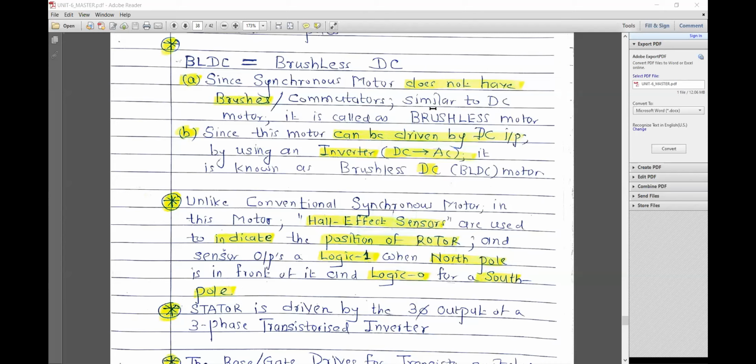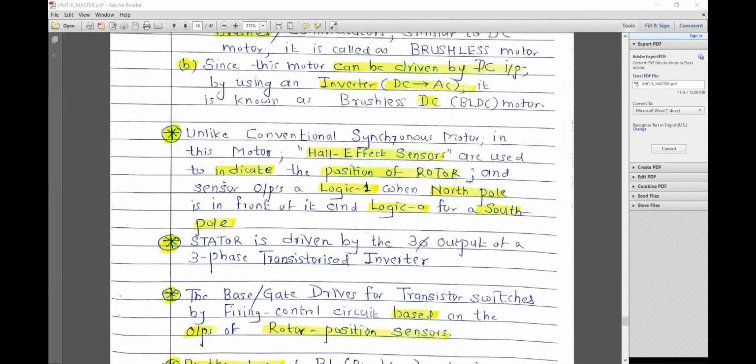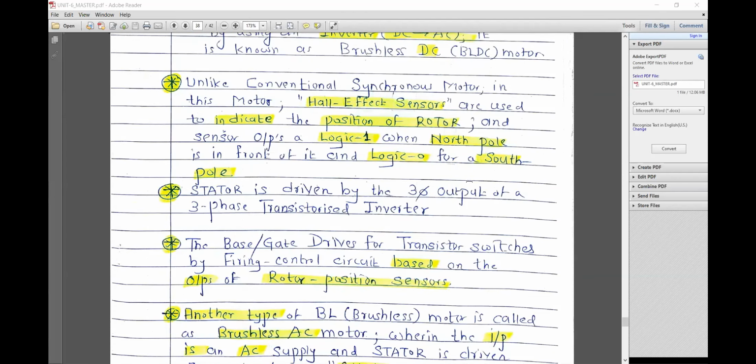So we did not have the concept of brushless DC motor. Since this motor can be driven by DC input by using an inverter, it is known as brushless DC. Is this clear why it is called brushless DC? So here it is written, unlike a conventional synchronous motor, in this motor, Hall effect sensors are used.